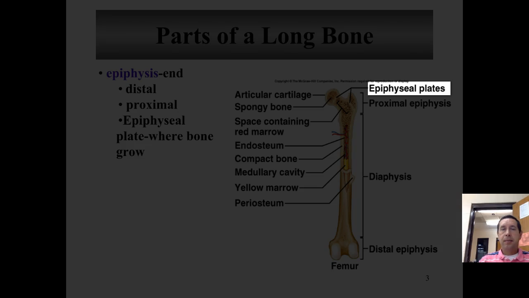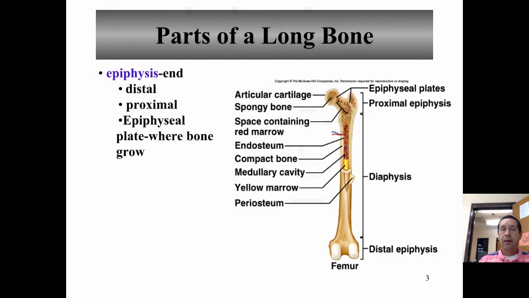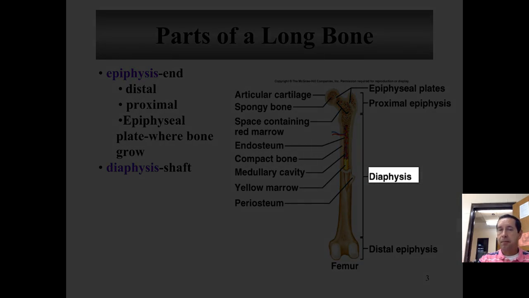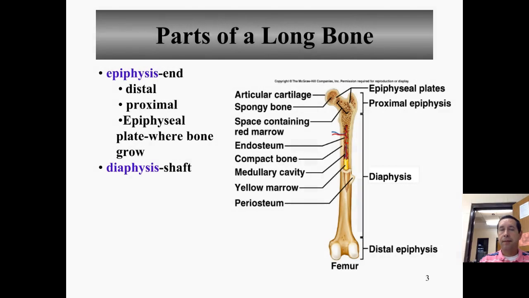In the ends of the bone is where the bones grow, and that's called the epiphyseal plate. And so in a person who's growing, the epiphyseal plate is still hyaline cartilage, and then once a person stops growing, the remnants of that growth plate, or epiphyseal plate, become the epiphyseal line. The shaft, or the bulk of the bone, if you will, is called the diaphysis.